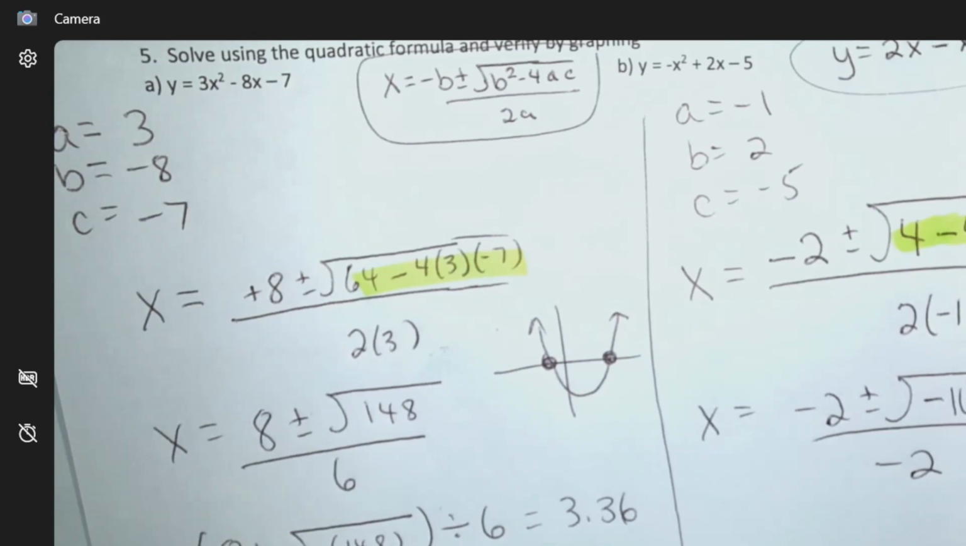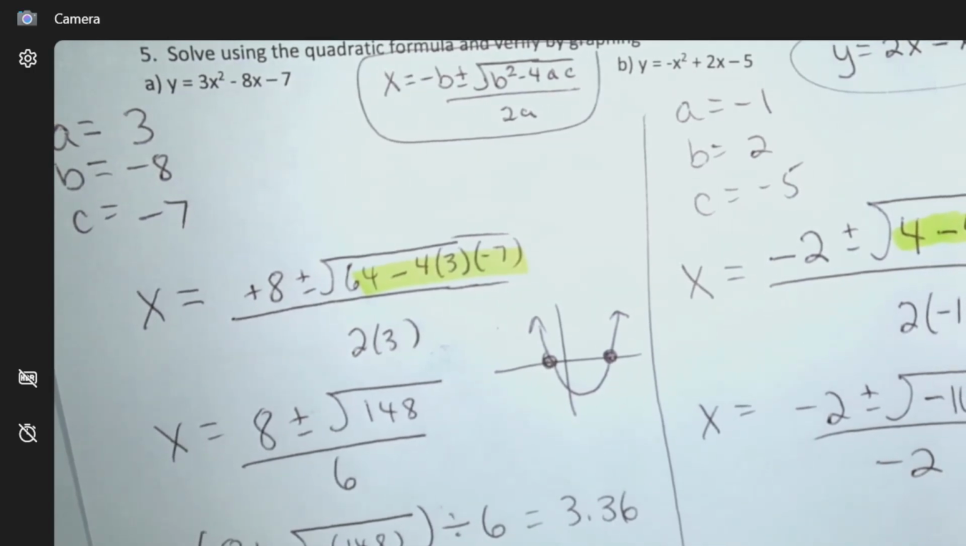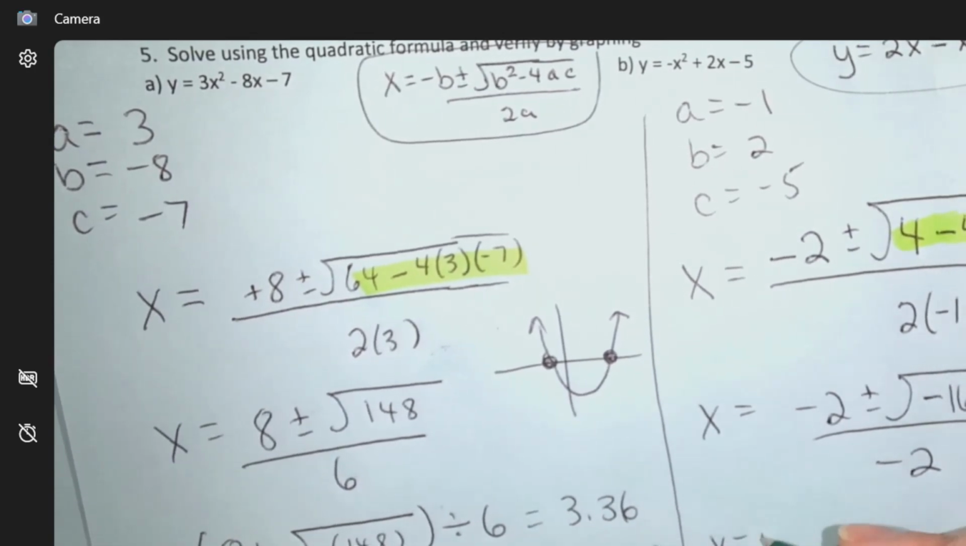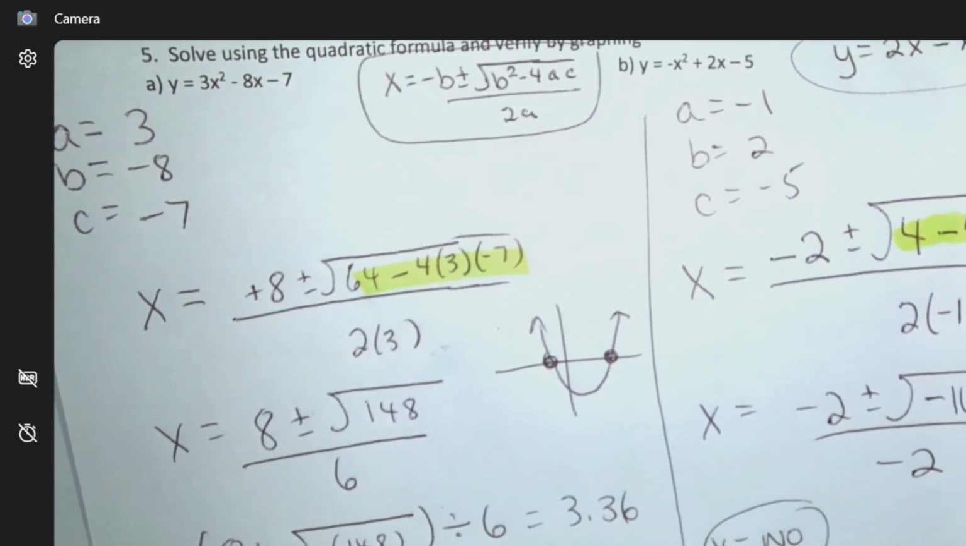Okay, what do you know right now? Something happened. Some big math thing. I can't square root negatives. That's not possible. So what should I write? X equals, I should write no solution because it's not going to work. Can't square root a negative.